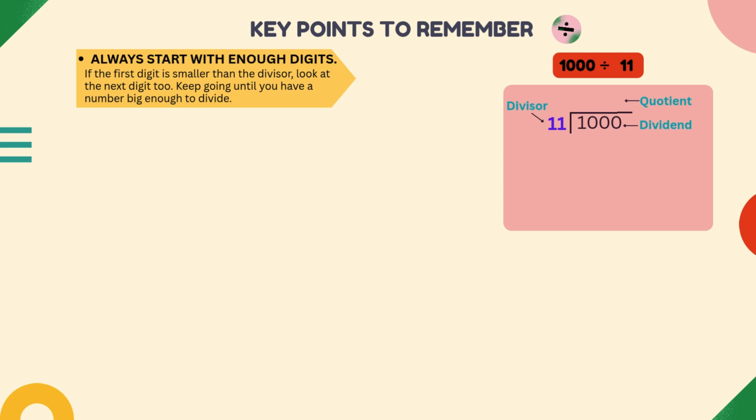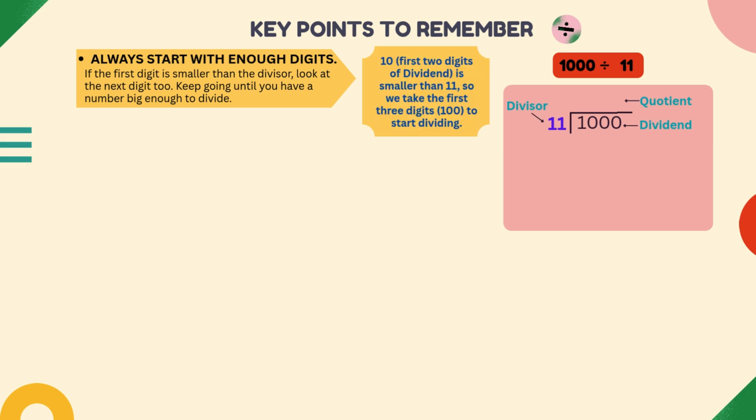Always start with enough digits. Here, the divisor is 11, which has 2 digits. So, we look at the first 2 digits of the dividend, that gives us 10. 10 is smaller than 11, so we need to take the third digit as well. Now we have 100. We can start dividing 100 by 11.